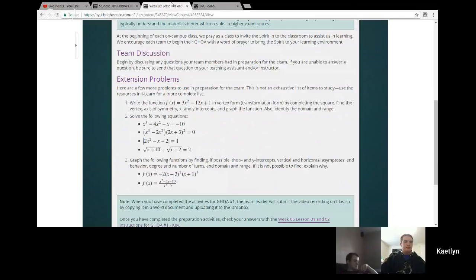2a. Okay, good. So we're going to want to get it so it's equal to 0. So we're going to have x to the third minus 4x squared minus x plus 10 equals 0.